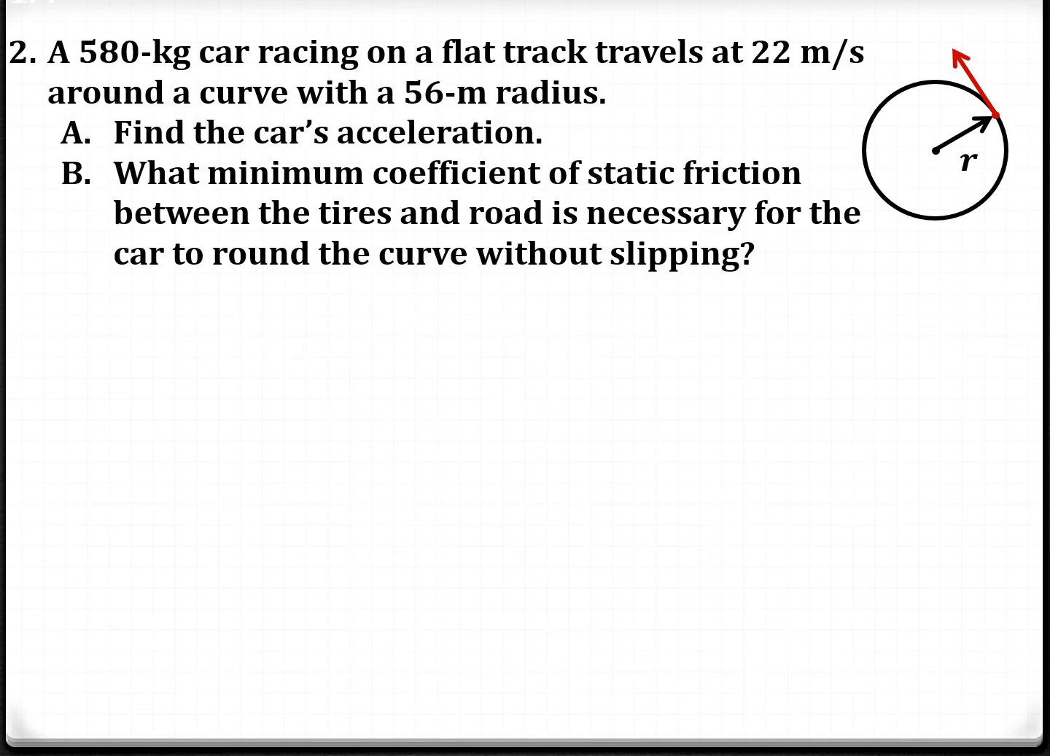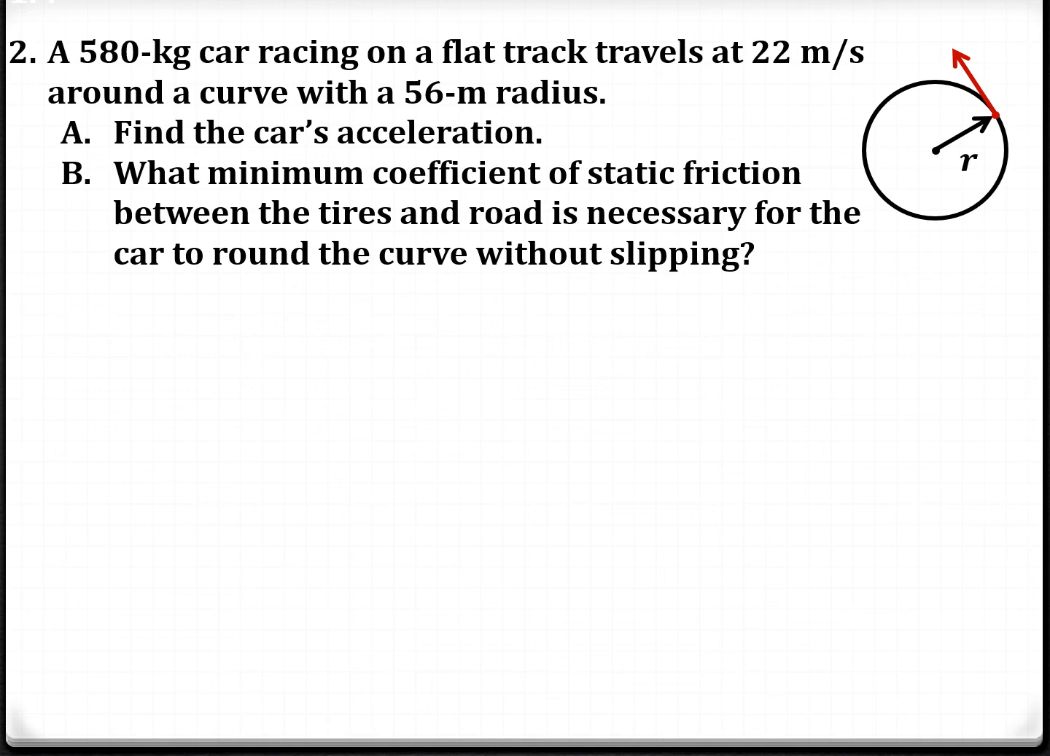This example says a 580 kilogram car racing on a flat track travels 22 meters per second around a curve with a 56 meter radius. Part A says find the car's acceleration, and Part B says what minimum coefficient of static friction between the tires and the road is necessary for the car to round the curve without slipping.